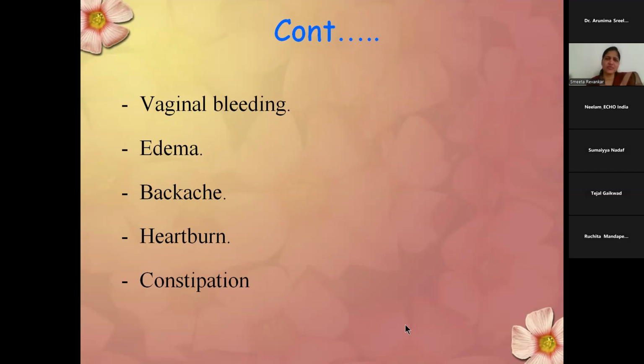Backache is something the woman experiences during the antenatal period. Why? Because the ligaments are being relaxed. So because of that, the woman may experience backache. Heartburn is there.